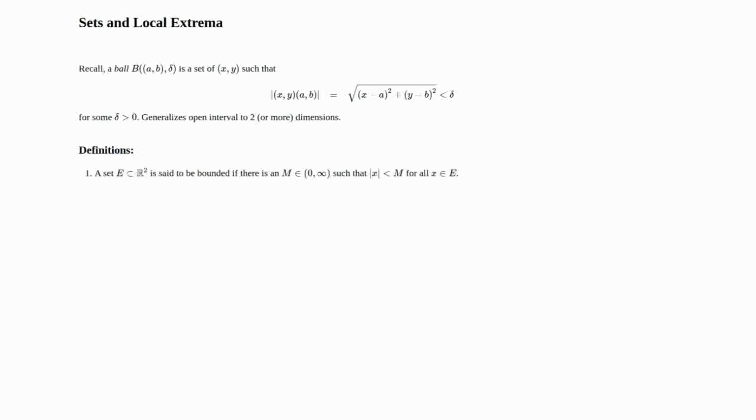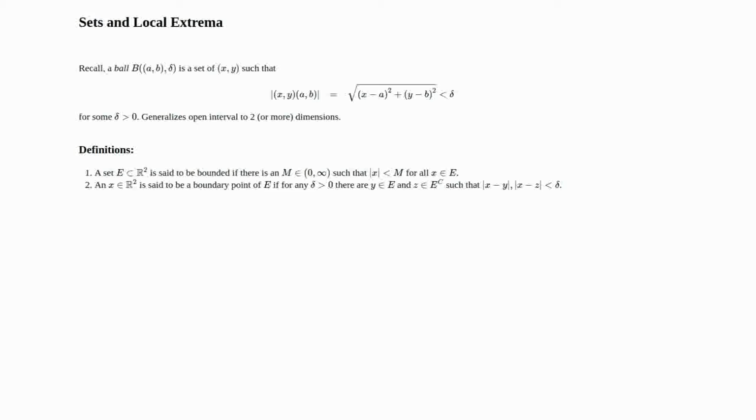We have some other definitions that are going to be important in this course. A set E in R2 is said to be bounded if there is some positive m such that the magnitude of x is less than or equal to m for all x in E. An x in R2 is said to be a boundary point of E if for any delta there is a y in E and a z in E complement such that the distance to y and the distance to z is less than delta.